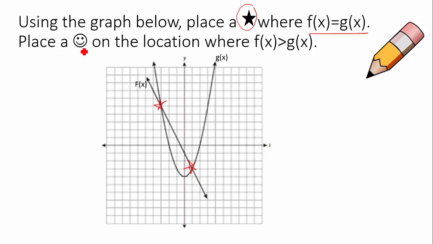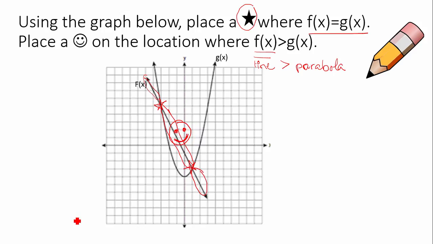Then it says place a smiley face on the location where the f of x, that's the line again in this picture, is greater than the parabola. Where on this graph is the line greater than the parabola or above the parabola? So right here, here's the line, right? It's below the parabola. Here's a piece of the line. Looks like it's above the parabola there. And here's a piece of a line. It's below the parabola there. So the part where the line is greater than the parabola would be right in here. This is where you would place that smiley face, right? Right in there. So you'd have a star, a smiley face, and a star.